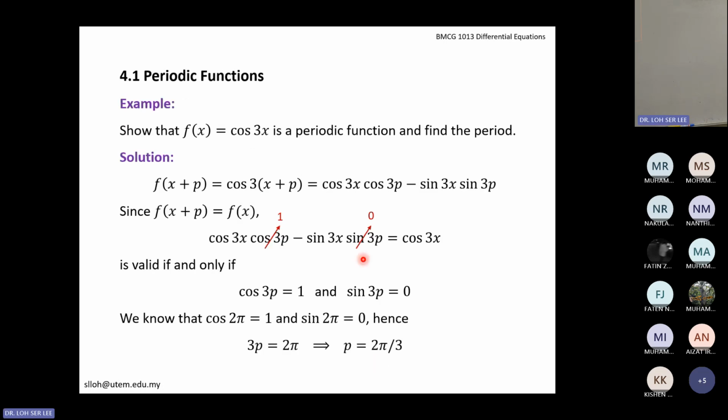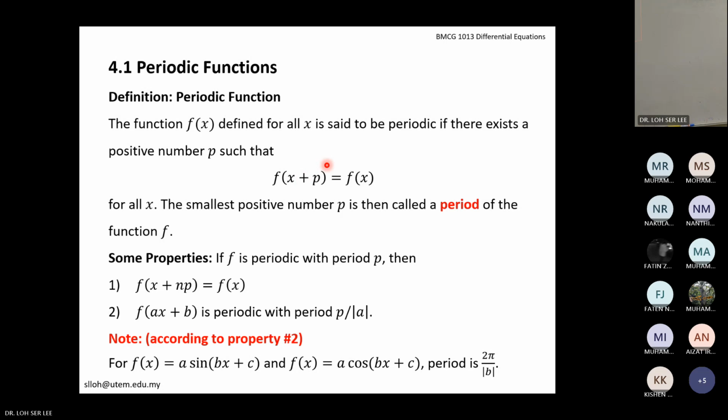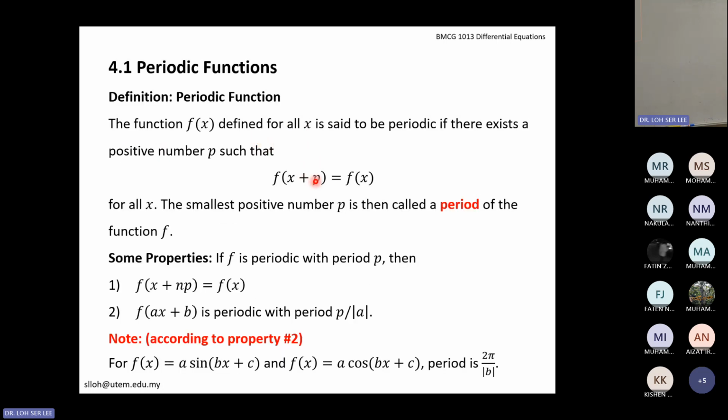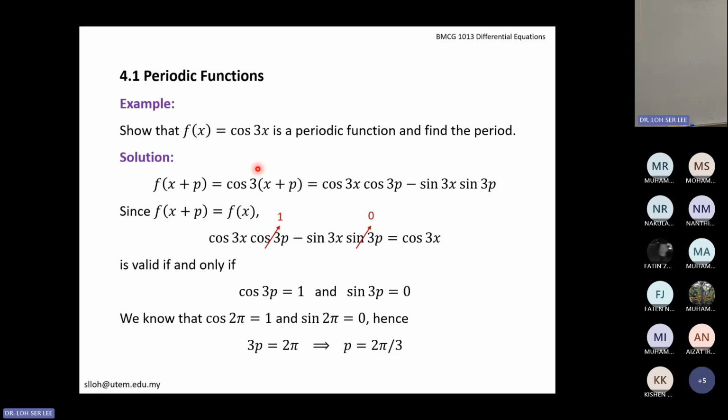Okay, we look at the example. If we want to use this to find P, this function is a periodic function and we want to find P. So how do we show that it is a periodic function? When P exists and it is not 0, then it is a periodic function.